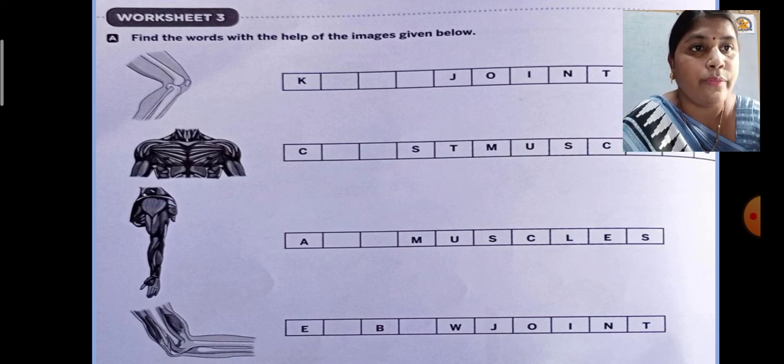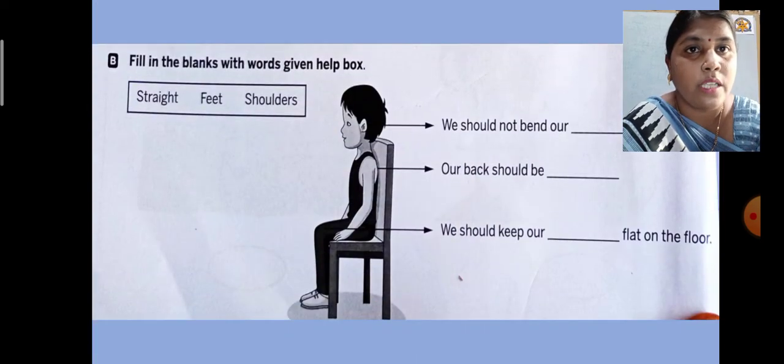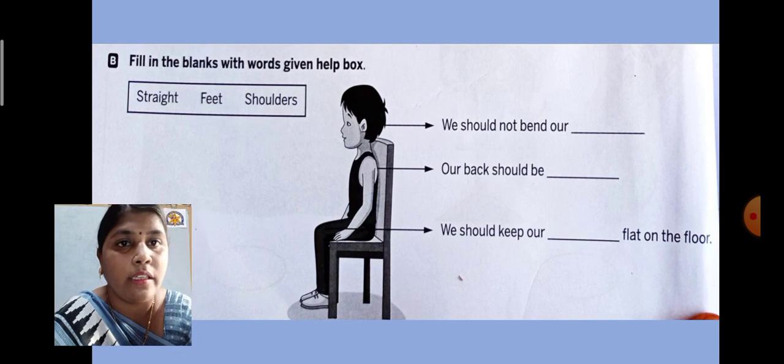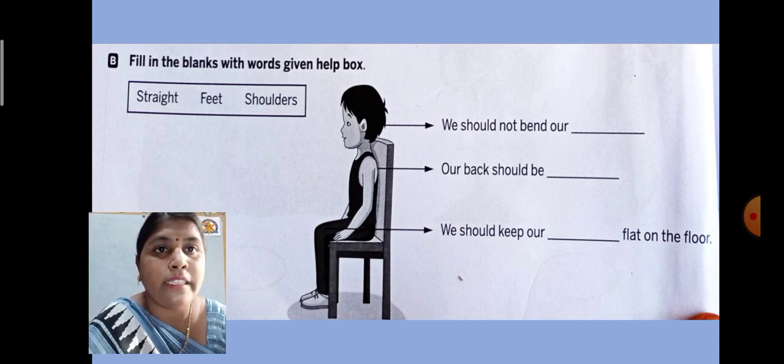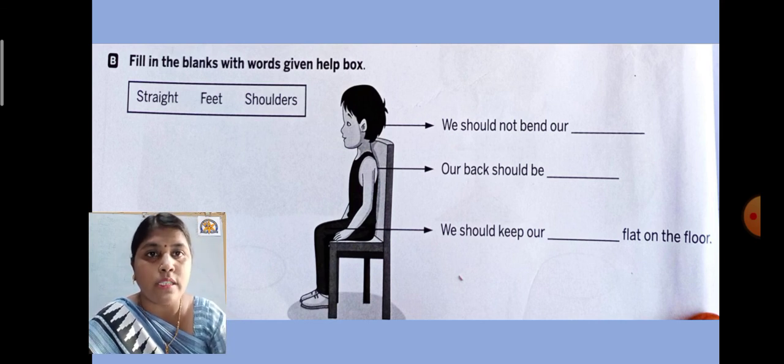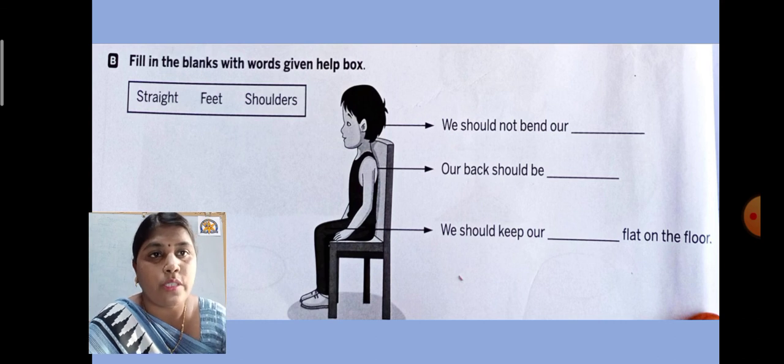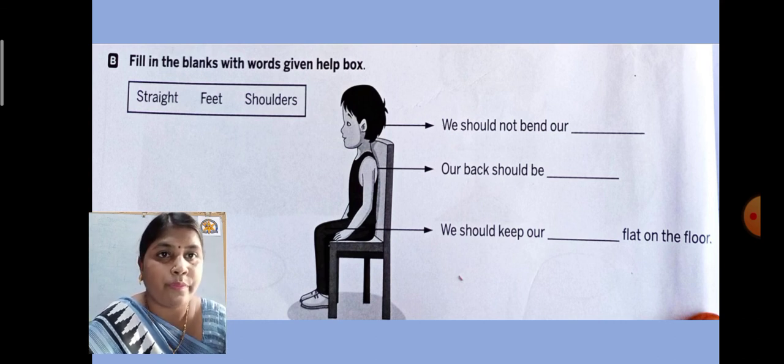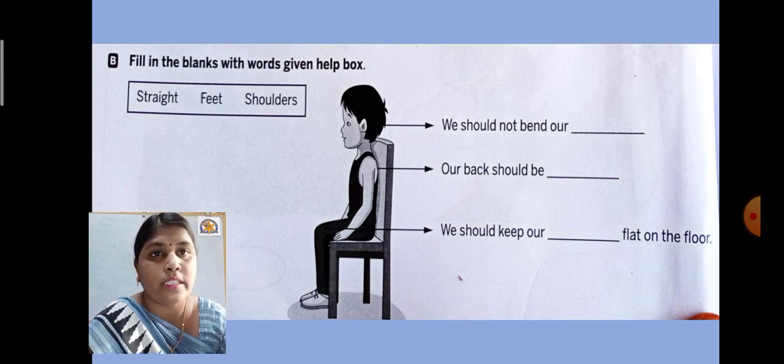Okay, so next let us move to the next part. So see exercise B of this worksheet only. Fill in the blanks with the words given in the help box. So first of all we will read the words in the help box. So straight, feet and shoulders, these are the three words you have to fill in the blanks. So see number 1, we should not bend our, yes, obviously shoulders. Number 2, our back should be straight, okay, and we should keep our feet flat on the floor.